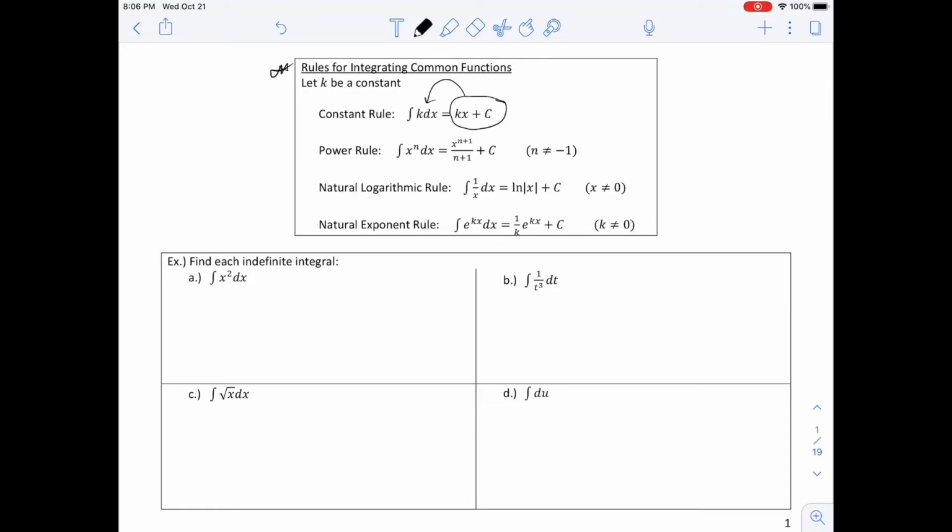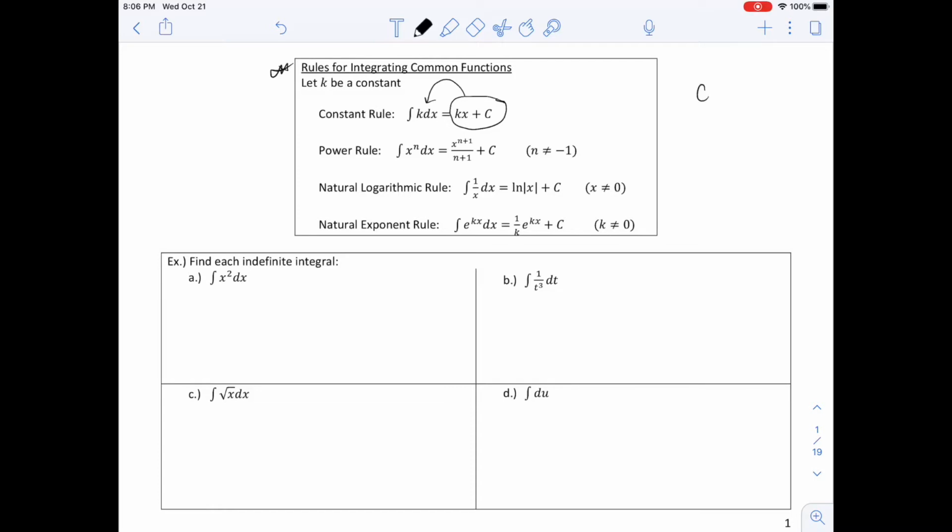And then we have our natural logarithmic rule, which is the integral of 1 over x dx is equal to ln of the absolute value of x plus c. The reason we have those absolute values is that x, which we can only be taking the log of, has to be greater than 0. Then we have our natural exponent rule, which is the integral of e to the kx equals 1 over k e to the kx plus c. Again, k cannot equal 0 because we're dividing by it.